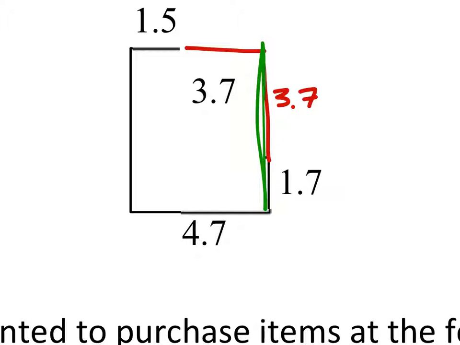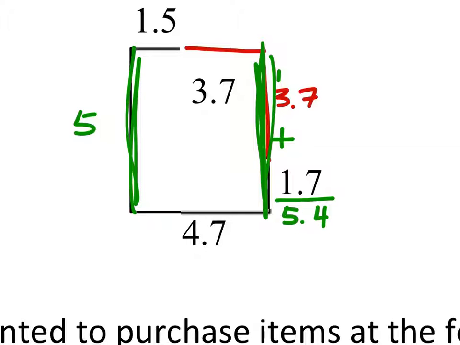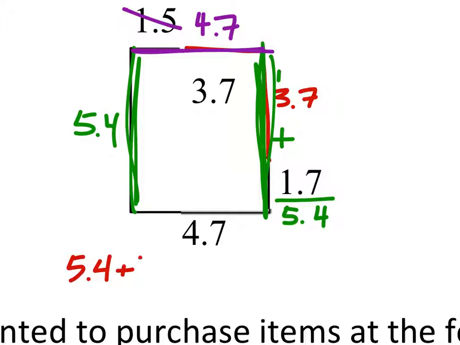See, if I figured out this full length right here, I would take 3.7 and add 1.7. So 7 plus 7 is 14. Carry the 1. 1 plus 3 plus 1, 5.4. So that means that this side length right here is 5.4 as well. That 1.5 is quite useless because this full length right here is 4.7. Well, we already knew that. So when we add these all together, we'll have the perimeter. We got 5.4 plus 4.7 plus 5.4 plus 4.7.